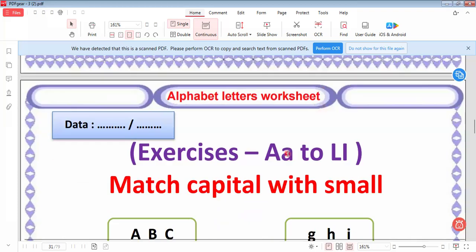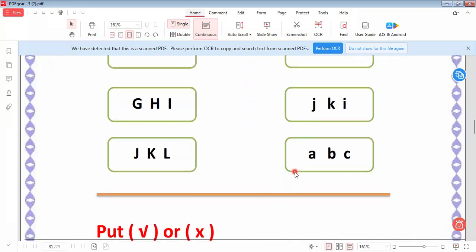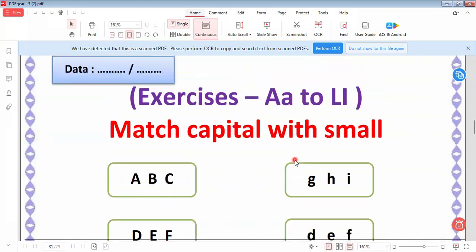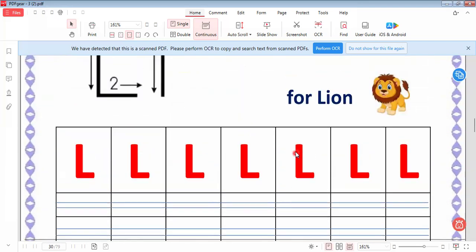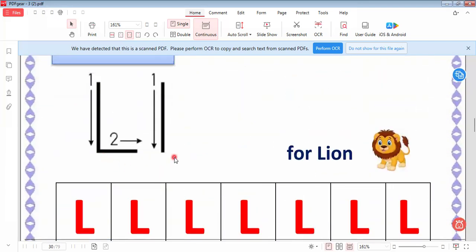Let's continue. Here we answer this one, okay? Stop here on letter L. So here we have capital L and small l. L for what? L for lion. How can I write letter L? I would like you to follow me in this video to know how to write letter L.